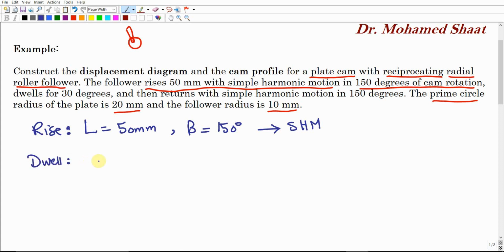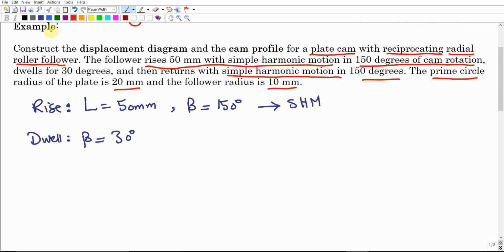And for this dwell, there is no need for the lift because there is just a horizontal line, but you should be given how much theta is for the dwell, which is gonna be 30 degrees. Then it's going to return with also simple harmonic motion in 150 degrees. So this is gonna be the return.